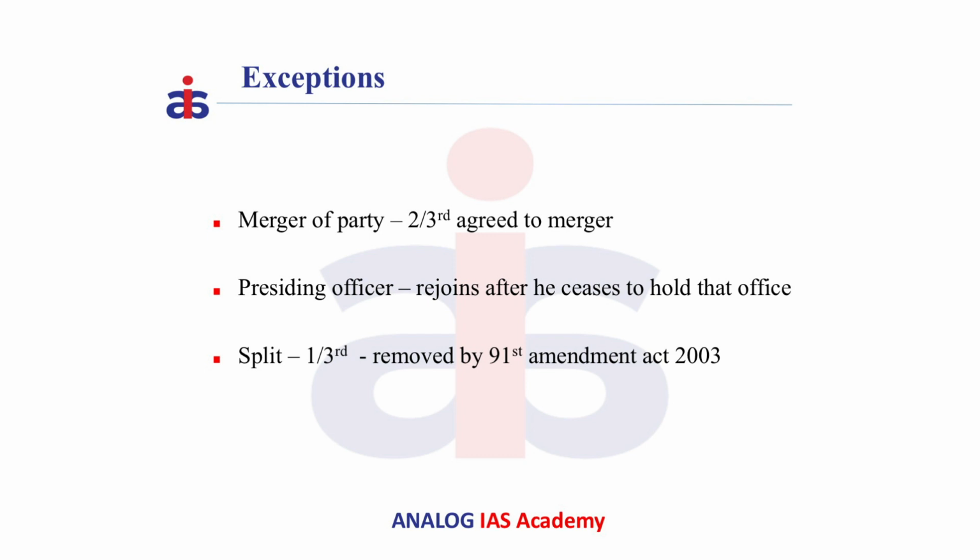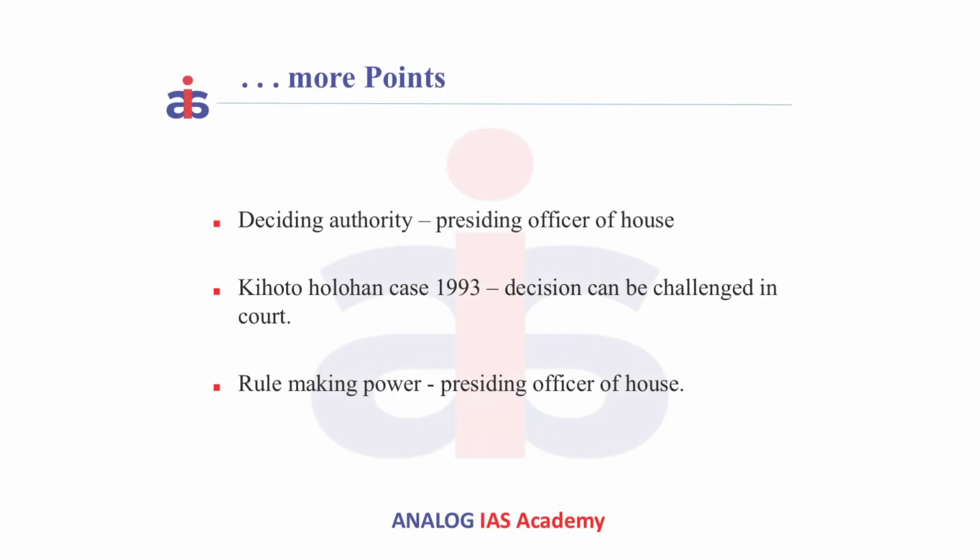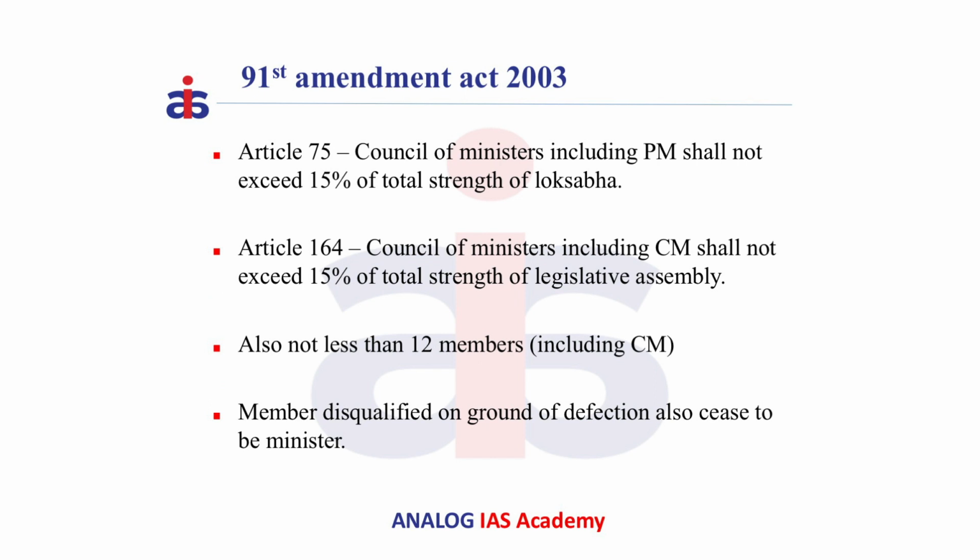Next, any question regarding disqualification arising out of defection is to be decided by the presiding officer of that house. Also, this is not exempted from judicial review according to Kihoto Hollohan case 1993. Next, the presiding officer of a house is empowered to make rules to give effect to provisions of the 10th schedule. According to rules, the presiding officer can take up a defection case only when he receives a complaint from a member of a house. Now let us see some of the provisions of the 91st Amendment Act 2003.